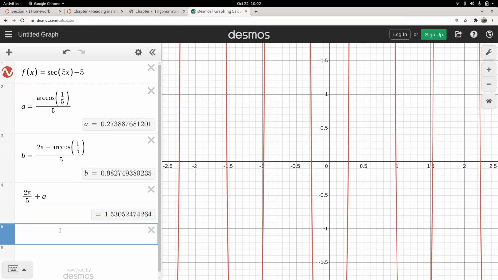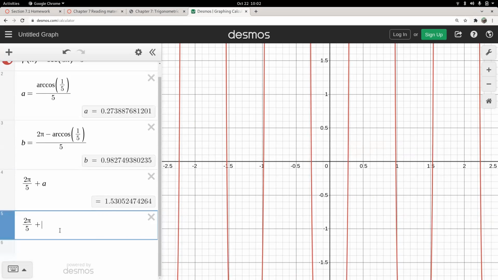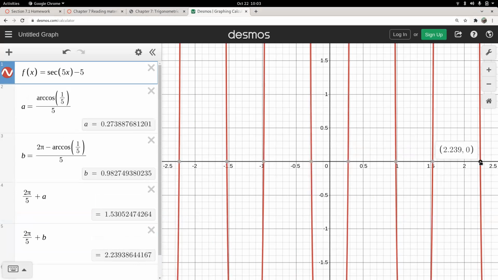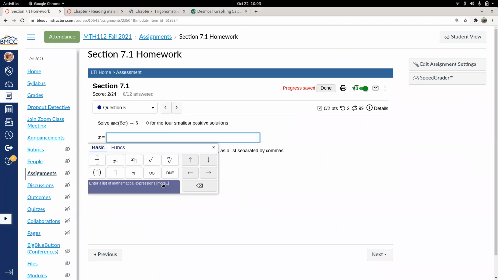And then period 2 pi over 5 plus my other solution B, 2.239 should be, let's see, 1, 2, 3, 4, this one right here. There it is, cool, we nailed it, checked on the graph. And here, give answers accurate to 2 decimal places, cool. Anything else? Trig functions are not allowed, so I wouldn't be able to type the arc cosine as a solution. I have to enter the decimal version, separate them by a comma. All right, got it.